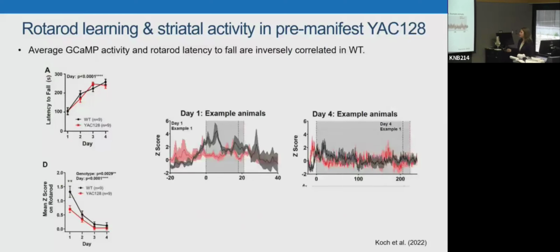And just a couple examples here to highlight this point. So I have 2 different example animals, and I've averaged their activity on the first day of training during the rotarod task. So the gray is when they're on the rotarod. And you can see in the gray trace here that the wild type mouse in this case has higher activity than the red YAC128 mouse. Whereas in these same mice by day 4, the activity is a lot more overlapping between the two animals.